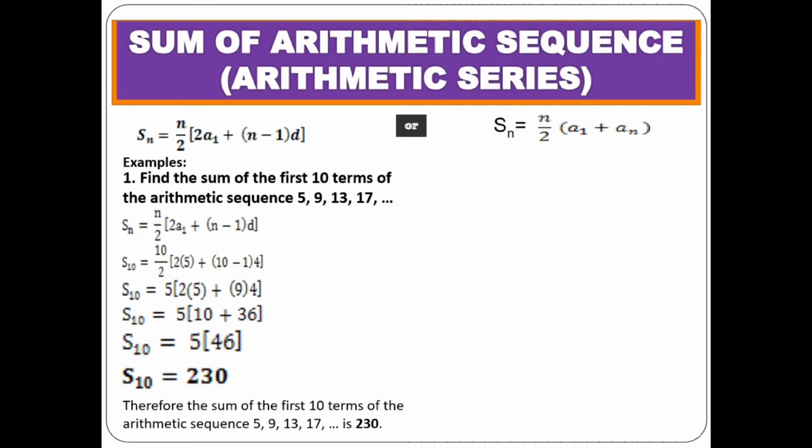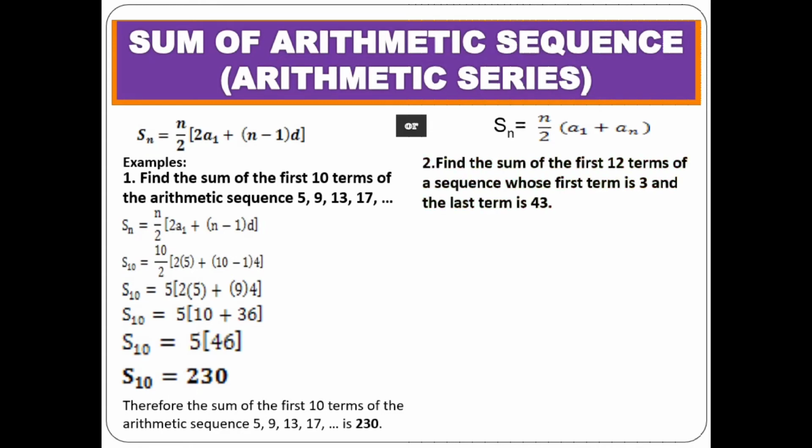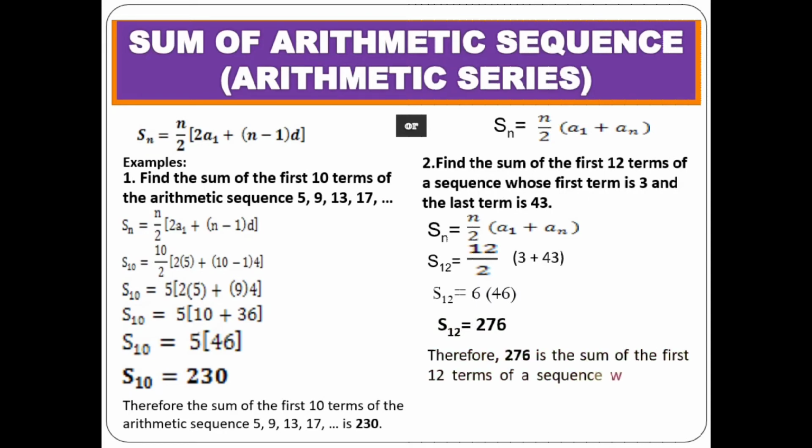Number 2 example. Find the sum of the first 12 terms of a sequence whose first term is 3 and the last term is 43. Since the first and the last terms are both given, we can use the formula S of n is equal to n over 2 times the quantity of the first term plus the last term. Since we are looking for the sum of the first 12 terms, n is equal to 12, and the first term is 3 and the last term is 43.